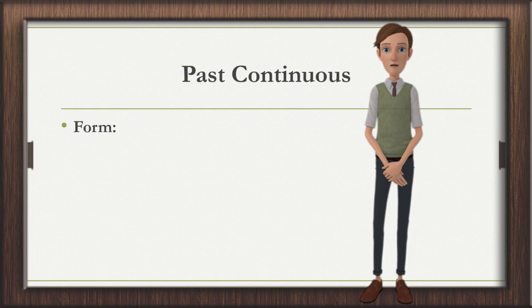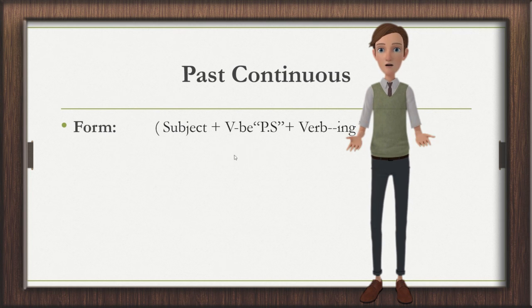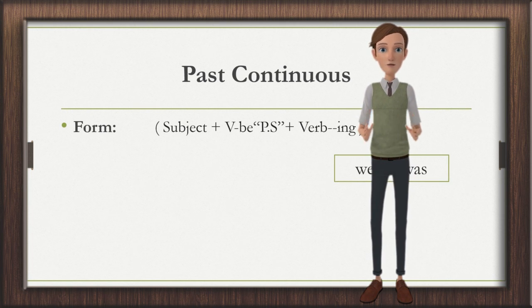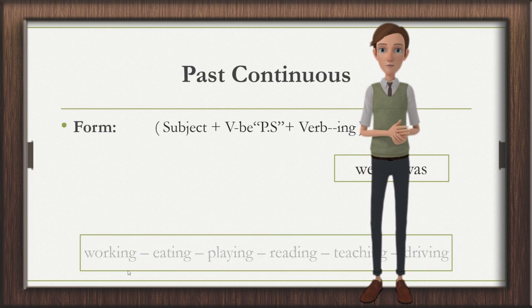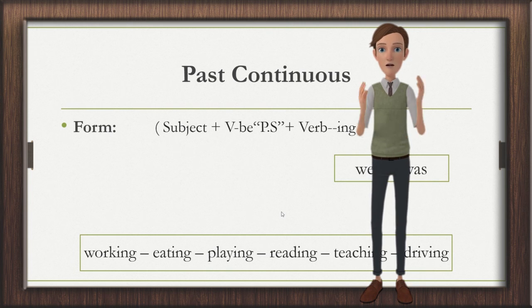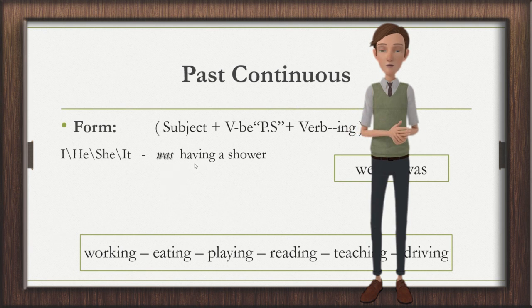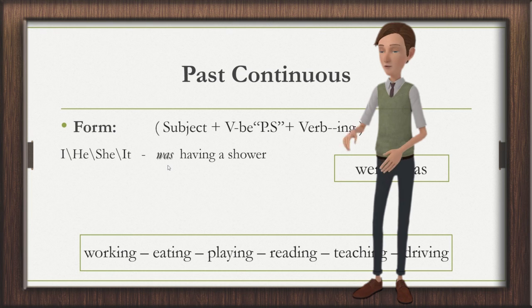The form of the past continuous. We form the past continuous by putting the verb to be in the past simple form plus verb with ing. So we use were or was depending on the subject plus verb with ing. I, he, she or it was having a shower. So with I, he, she or it we use was plus verb with ing.